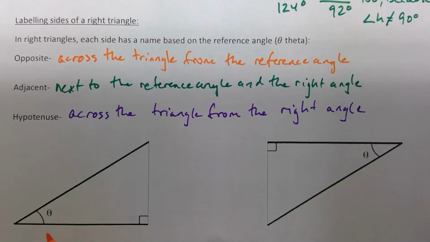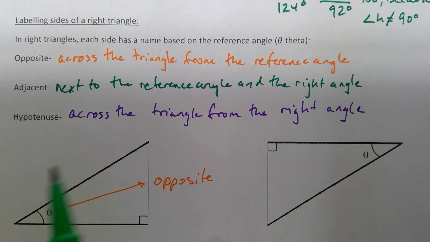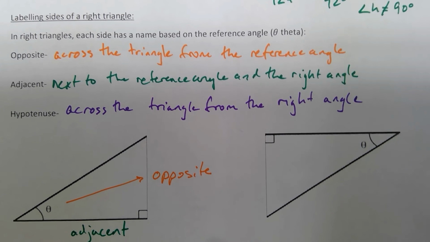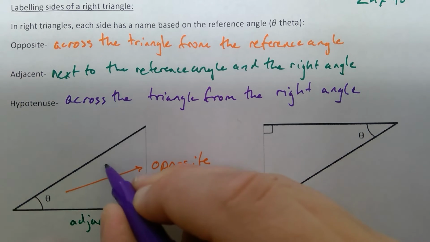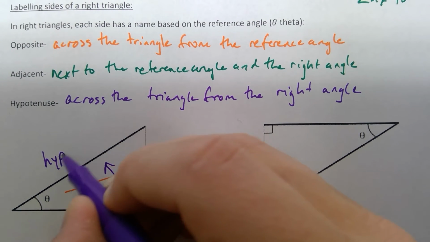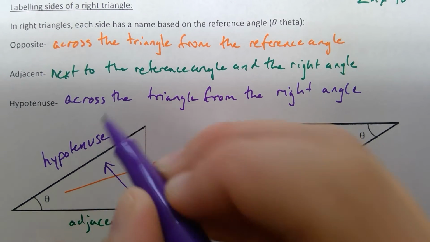So let's go ahead and label our sides here. I'll start at my reference angle. That's my angle that I'm using. I go across my triangle, and here's my opposite side. Now I want to find my adjacent side. It's next to my reference angle, and it's next to my right angle. So it's going to be this side right here in the middle. My adjacent side, and then in purple, across the triangle from the right angle, there's my hypotenuse.